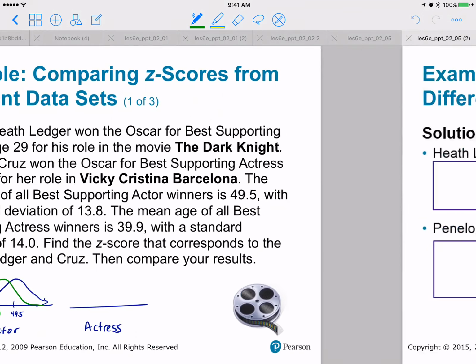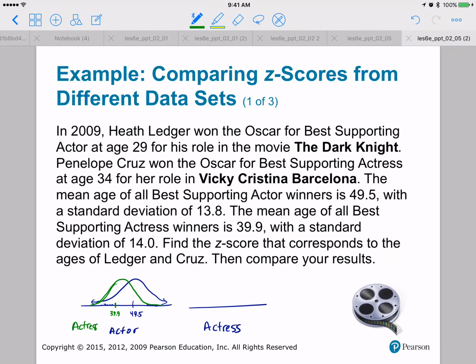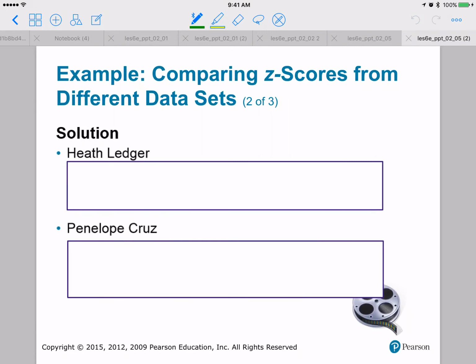Okay, so let's write down. We're going to try to answer our question here. The question that's asked is to find the z-score that corresponds to the ages of Ledger and Cruz, then compare your results. Okay, so let's remember our formula for the z-score. The z-score is equal to the value minus the mean over the standard deviation.